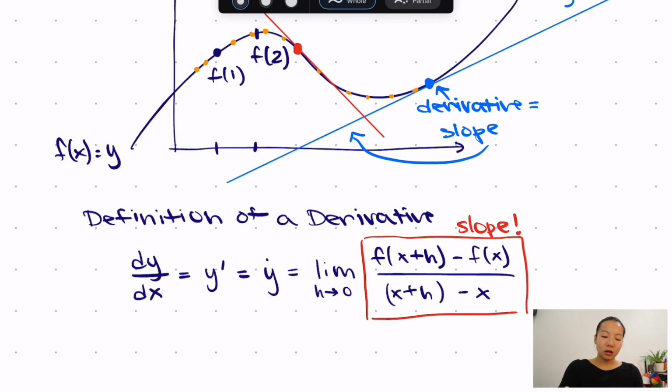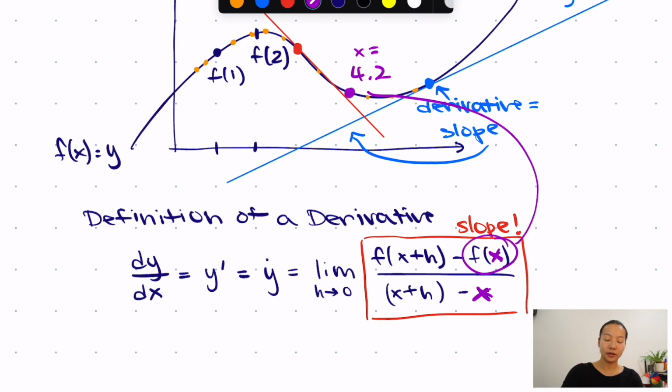Now, what does all of this fancy stuff here mean? And where does the h come in? Well, this is basically saying, okay, I'm going to choose some number to represent x. So let's say I choose this. It looks like 4.2. That's going to be my x. And so this is the y value at x equals 4.2. It looks like the y is somewhere around 1.2.